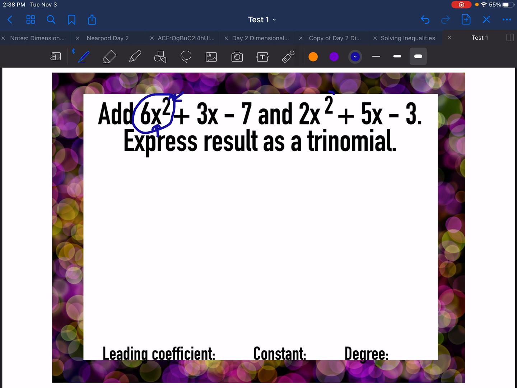So 6x squared and 2x squared are going to be like terms. The next set of like terms I see are positive 3x and positive 5x. And the last set would be our constants, negative 7 and negative 3. Now I'm going to add them. The highest exponent should go first.